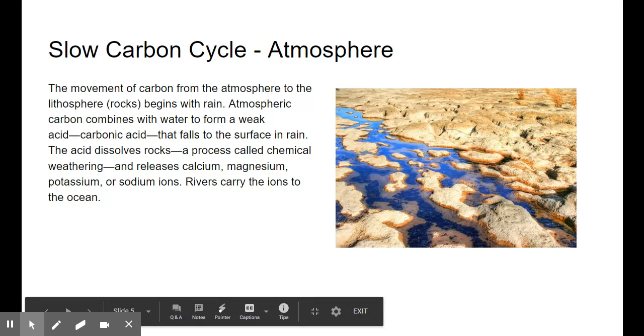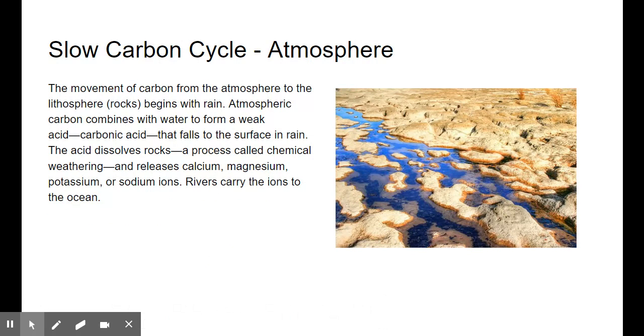So the slow carbon cycle, the movement of carbon from the atmosphere to the lithosphere or rocks, the lithosphere also being the crust of the Earth, begins with rain. Atmospheric carbon combines with water to form a weak acid, otherwise known as carbonic acid, that falls to the surface in rain. The acid dissolves rocks, a process called chemical weathering, and releases calcium, magnesium, potassium, and sodium ions.